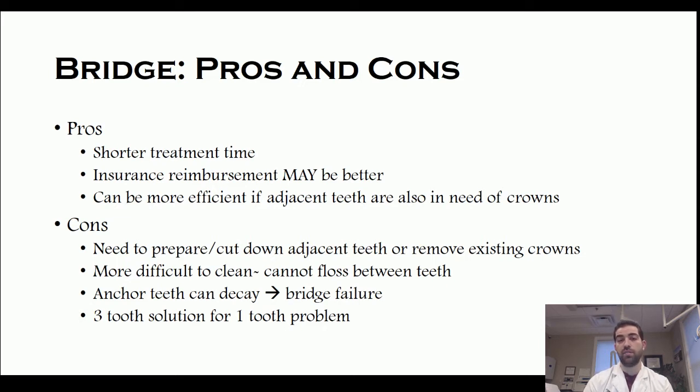The cons are that you do need to repair or cut down adjacent teeth. If the adjacent teeth have existing crowns that are in good shape, those need to be removed. Another disadvantage is they are much more difficult to clean. You can't floss between your bridge, and they do make special flossing instruments that go under the bridge, but we find that because they're more difficult, patients tend not to use them. And if one of those anchor teeth gets decay, you have a failure of the entire bridge. The whole thing usually needs to be replaced. So it's basically a 3-tooth solution for a 1-tooth problem.